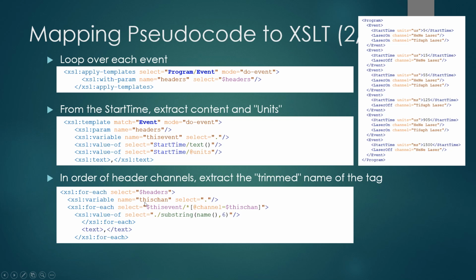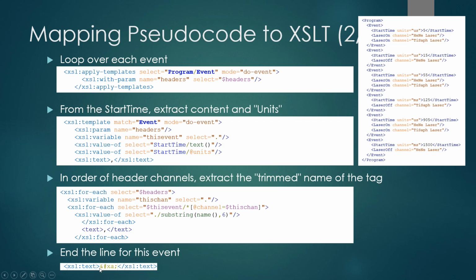So the headers define the order. This defines a search for that within there, and then our comma. In the order of the channels, extract the trimmed name of the tag. Cool, almost done. What else is left? Oh yeah, the new line. So that's just static text. Just like before, we have a text variable.